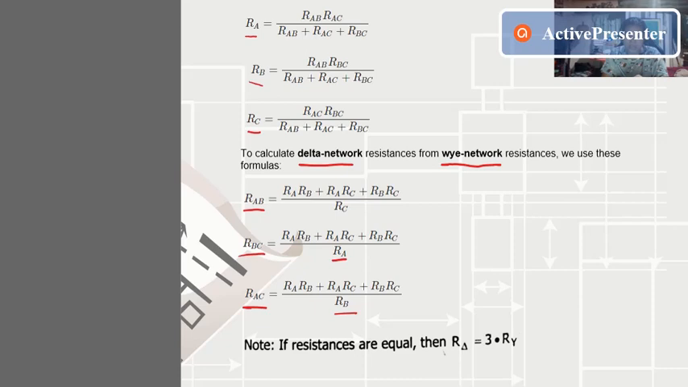Take note, if the resistances are equal, if the given resistances in the delta or Y network are equal, our formula will be R delta is equal to 3 multiplied by RY. This can only be used if the given resistances are equal.